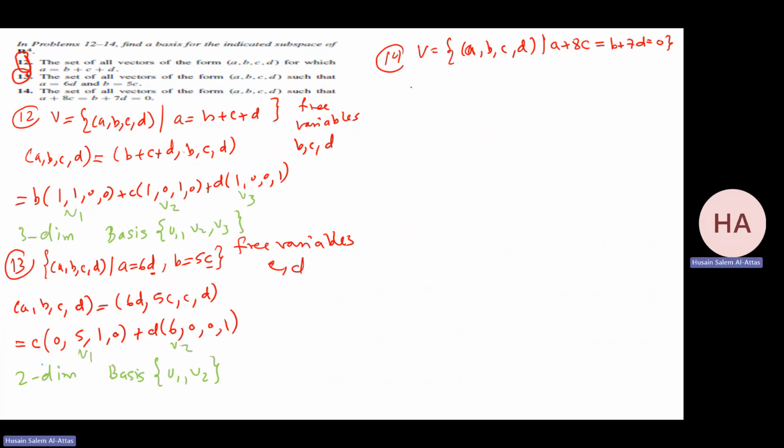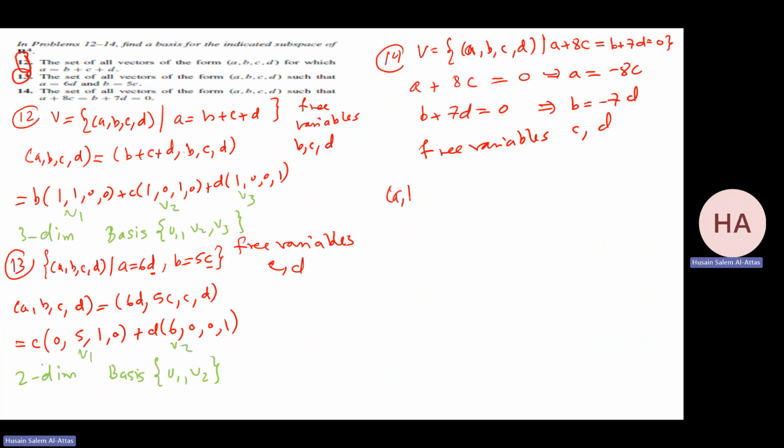Okay, so I have A plus 8C equals 0, and I have another equation, B plus 7D equals 0, which is similar to the previous one, where I have A equal minus 8C, and I have B equal minus 7D. So what are the free variables? You can rewrite it in a different way, but this is one way, C and D.